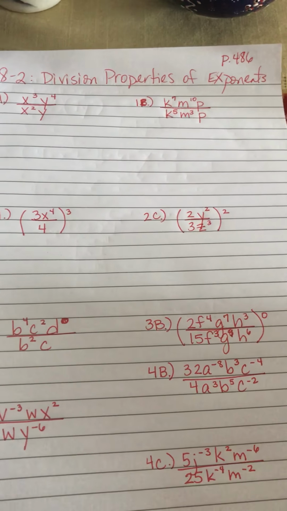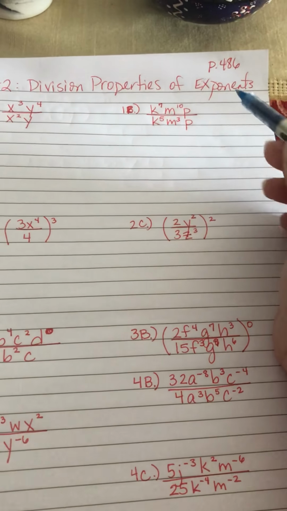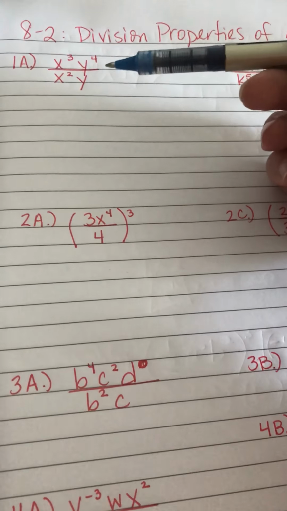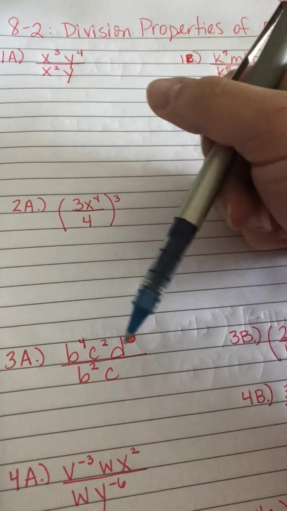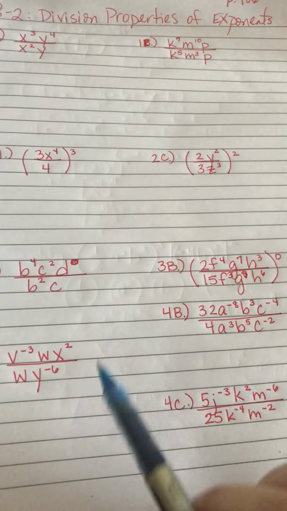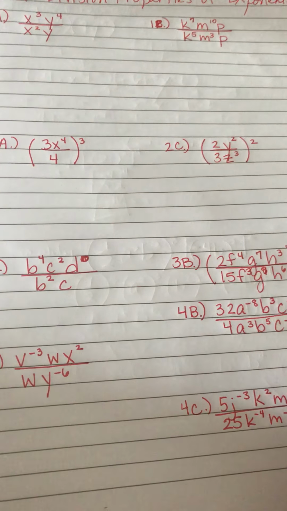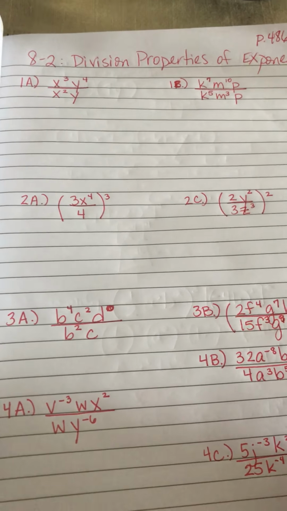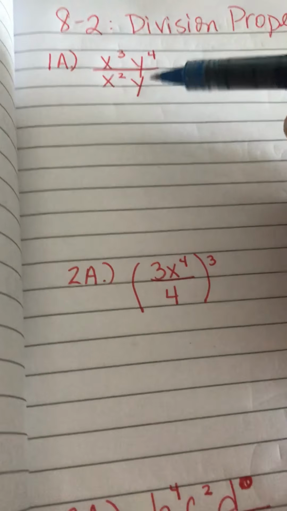In 8-2, we're using our division properties of exponents. This is on page 486 in the textbook. Okay, there's two division properties, and then this section also has the zero property, so that'll be this 3a and 3b, and the negative exponent property. So all four properties that are left on your flip chart are in section 8-2. So let's just start in.